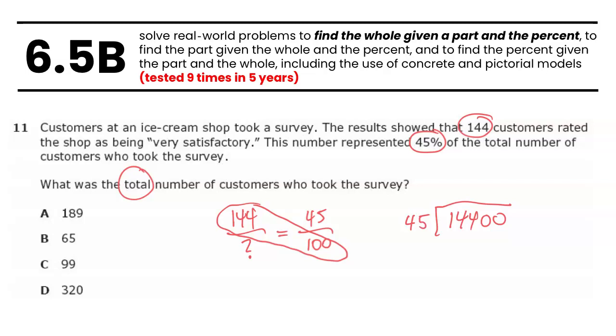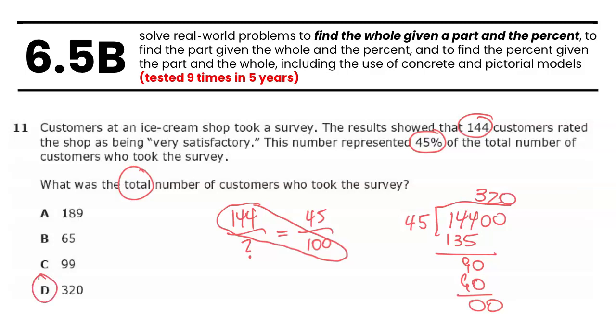45 will not go into 1 or 14, but it will go into 144. And if I just estimate that, I think it would probably go in about 3 times. 3 times 45 will give me 5, and then carry the 1 to give me a 13. And so this will be 9 and drop down the 0. 45 will go into 90 twice, with a remainder of 0, and so then we know that 45 will go into a 0 times, and so 320 will be the answer here.